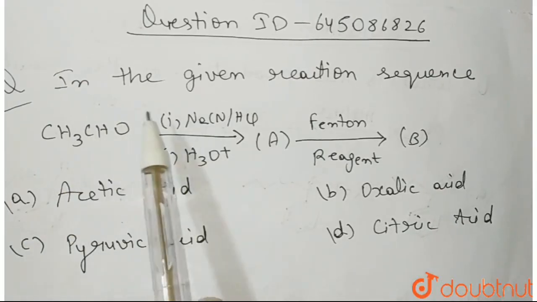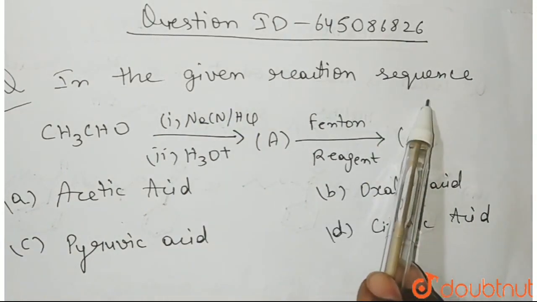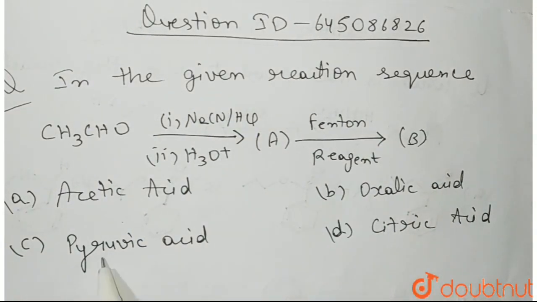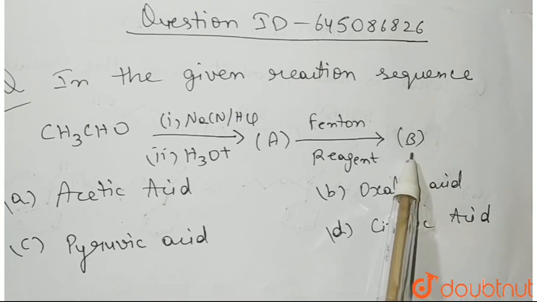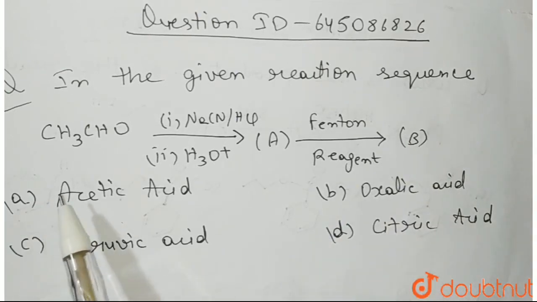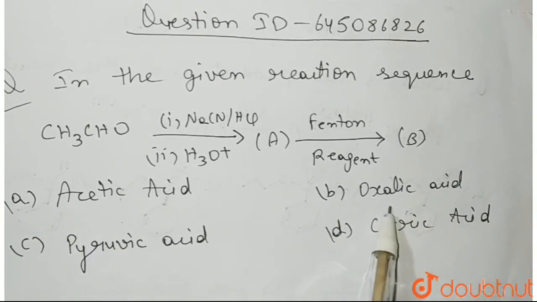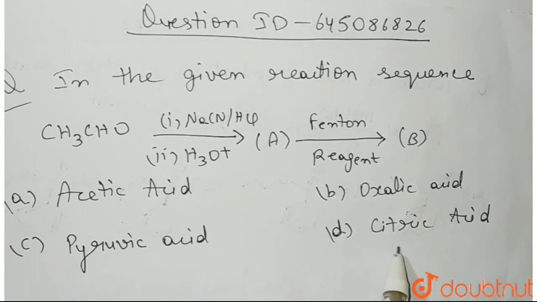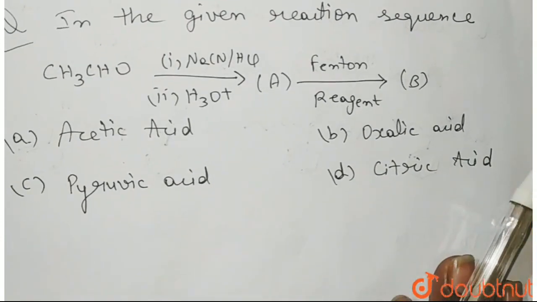Hello students, the question is, in the given reaction sequence, that is this, we need to tell what is the product B. Okay, so your option A is acetic acid, B oxalic acid, C pyruvic acid and D citric acid. So now let's proceed with the reaction.